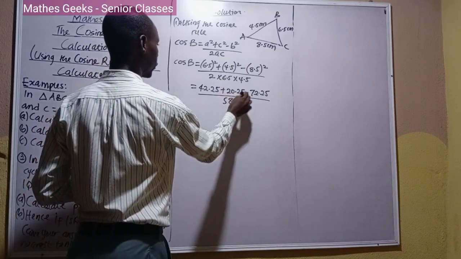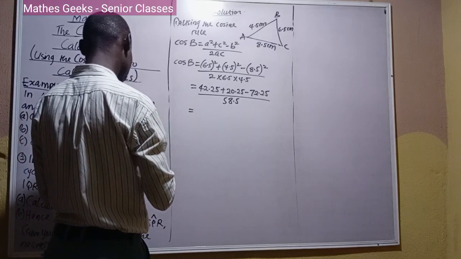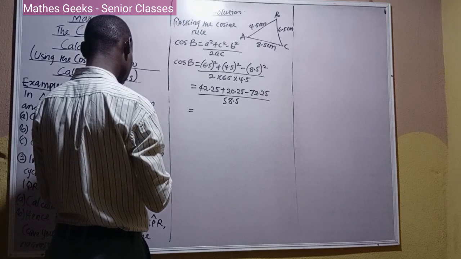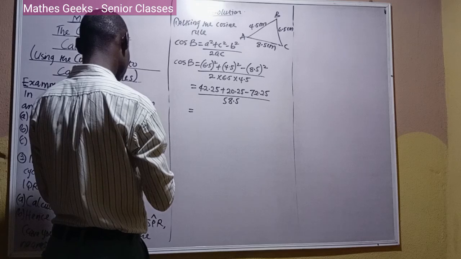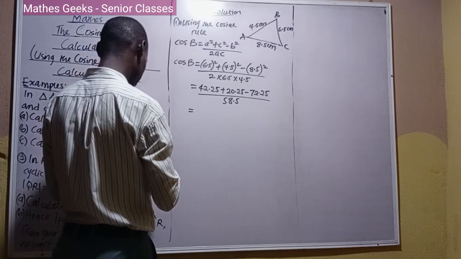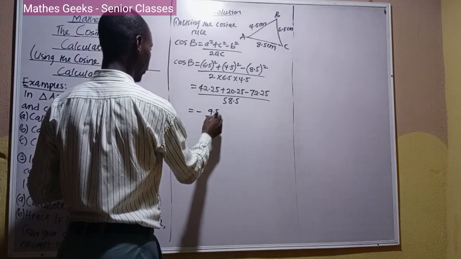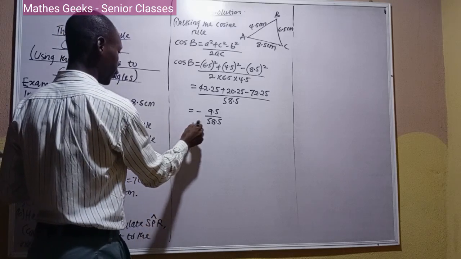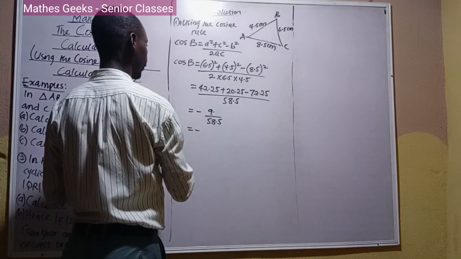58.5. So let's add 42.25 plus 20.25 minus 72.25, as minus 9.5. Minus 9.5 over 58.5. This will give us minus 9.75.